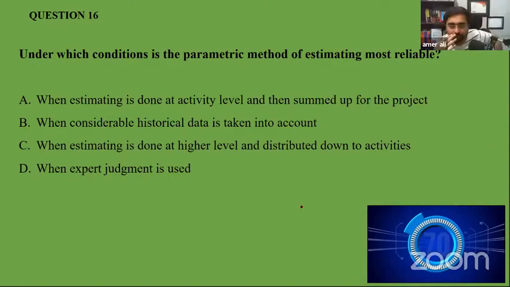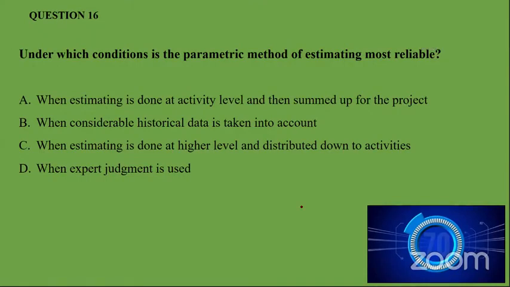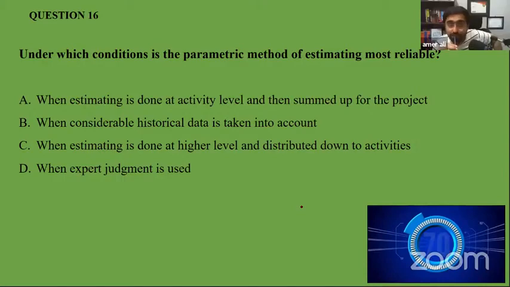Please answer. Under which conditions is the parametric method of estimating most reliable? When estimating is done at activity level and then summed up for the project, when considerable historical data is taken into account, when estimating is done at high level and distributed down to activities, when expert judgment is used. So parametric method is pessimistic, optimistic, most likely. No, that is 3-point estimation.